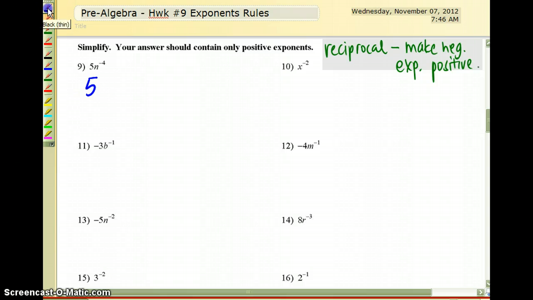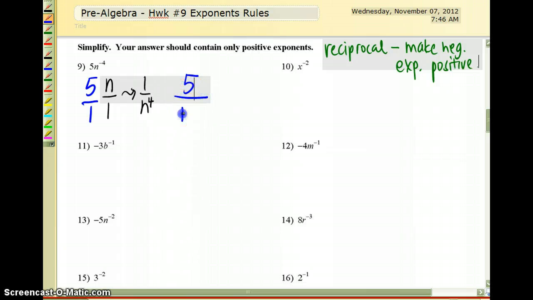Then the n to the negative 4th power will become the reciprocal. So n is really n over 1. To become the reciprocal, it's going to change to 1 over n. That's the reciprocal. And then the negative 4 will become a positive 4. I'm going to keep the 5 in my numerator because I wrote 5 over 1. So my final answer will be 5 over n to the 4th power in the denominator. And that's my final answer for number 9.